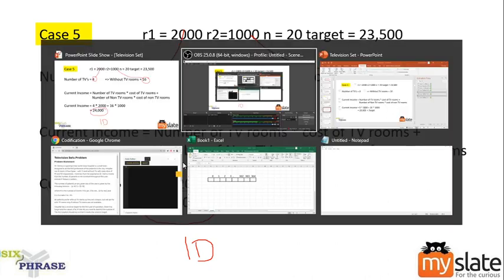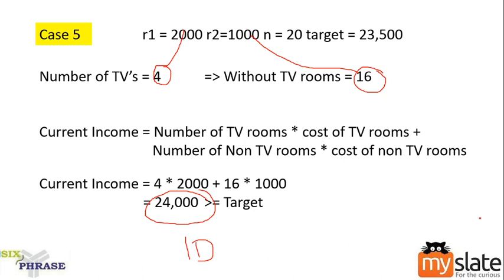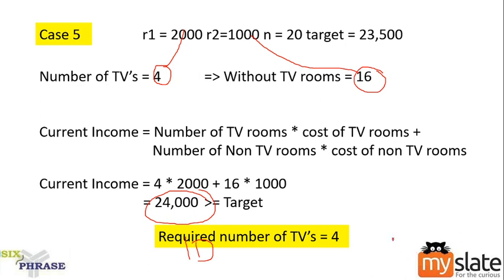Answer here: number of required TVs is 4. When I have 4 TVs, I'll achieve my target. So, this is a basic example, guys. Now we are going to work on the similar problem for an entire year, as I said already. So, from now on, let us start working on the problem.